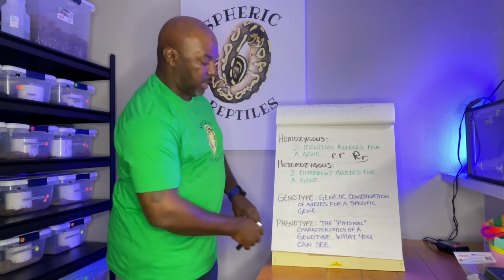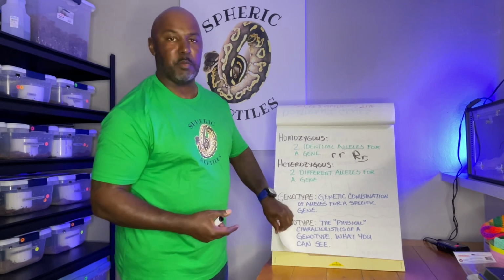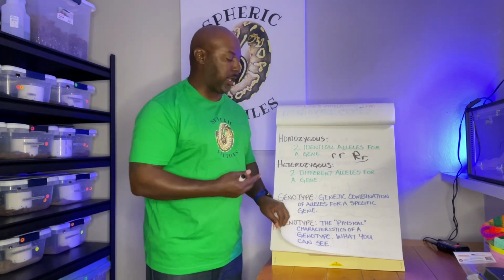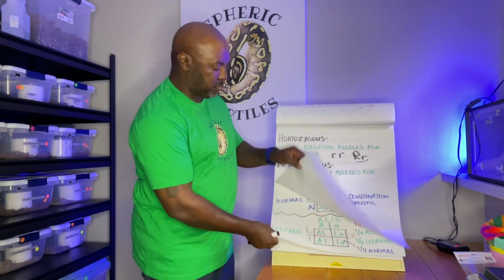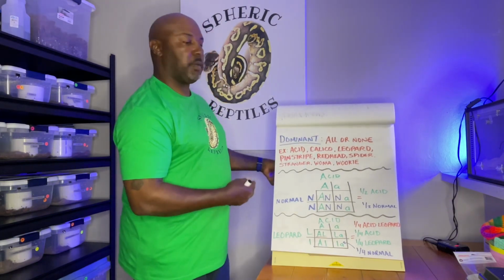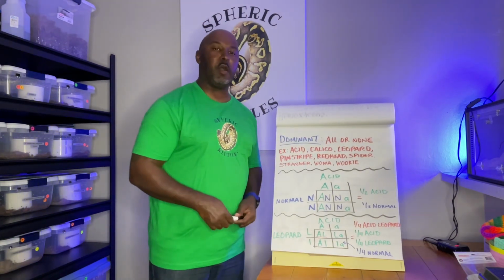So guys, just take a look. I know you can always pause this and go back and look at it again, but those are the terms that we'll use. So now we'll discuss some of the Punnett squares, as they're called.